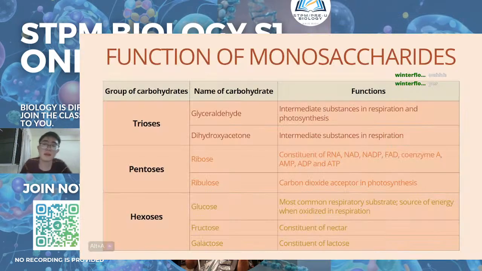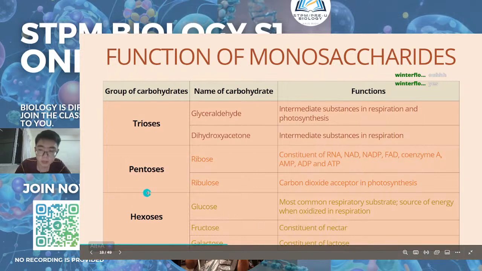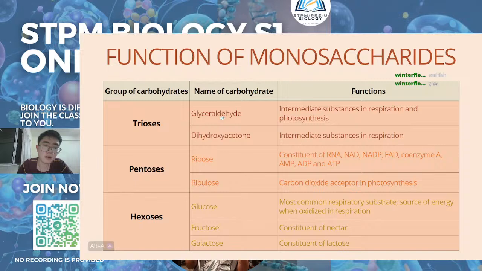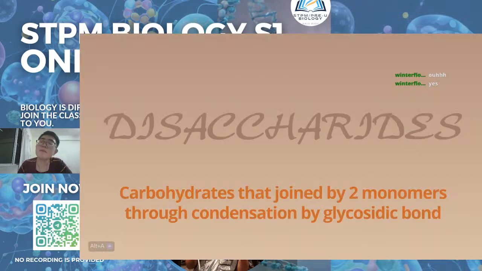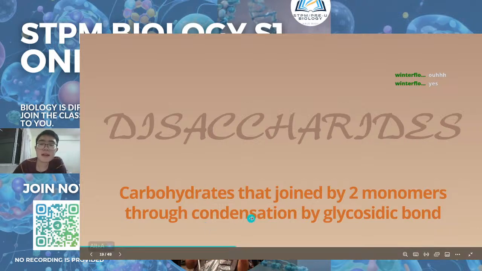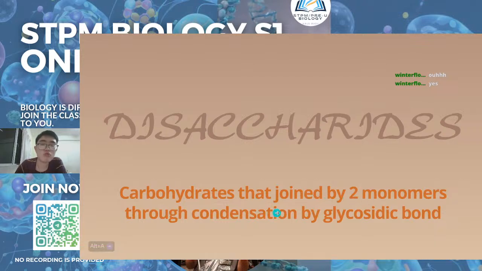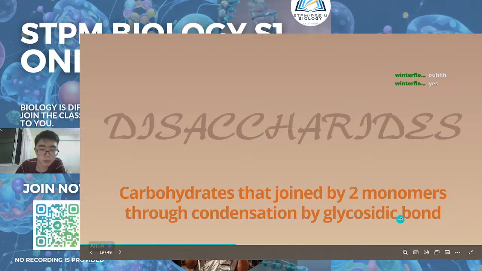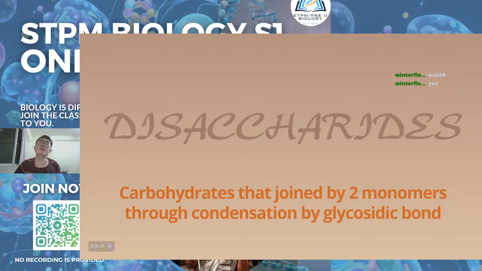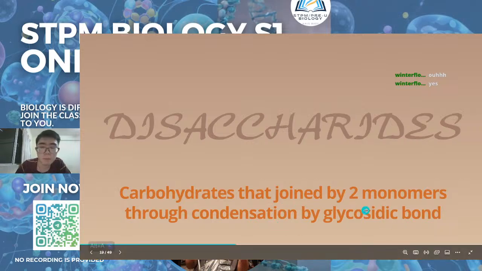Okay, next one is the function of monosaccharide. I think this one you can read by yourself. I don't need to explain much because it's just a general function. Okay, next I will proceed to disaccharide. Disaccharide is a carbohydrate joined by two monomers through condensation by glycosidic bond. So monosaccharide is just the basic unit, only one unit. Disaccharide is a combination of two units through a condensation reaction by glycosidic bond.